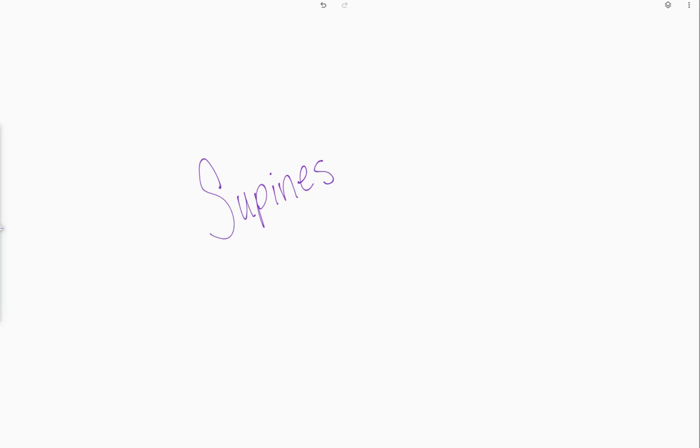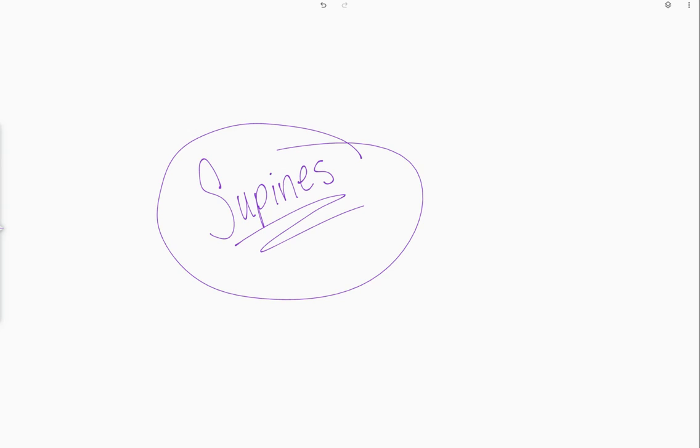Today we will be talking about a grammatical concept called supines. Now they sound a lot more complicated than they actually are, so I'm going to make this nice little chart for us. So we've had these words: amo, amare, amavi, amatum.